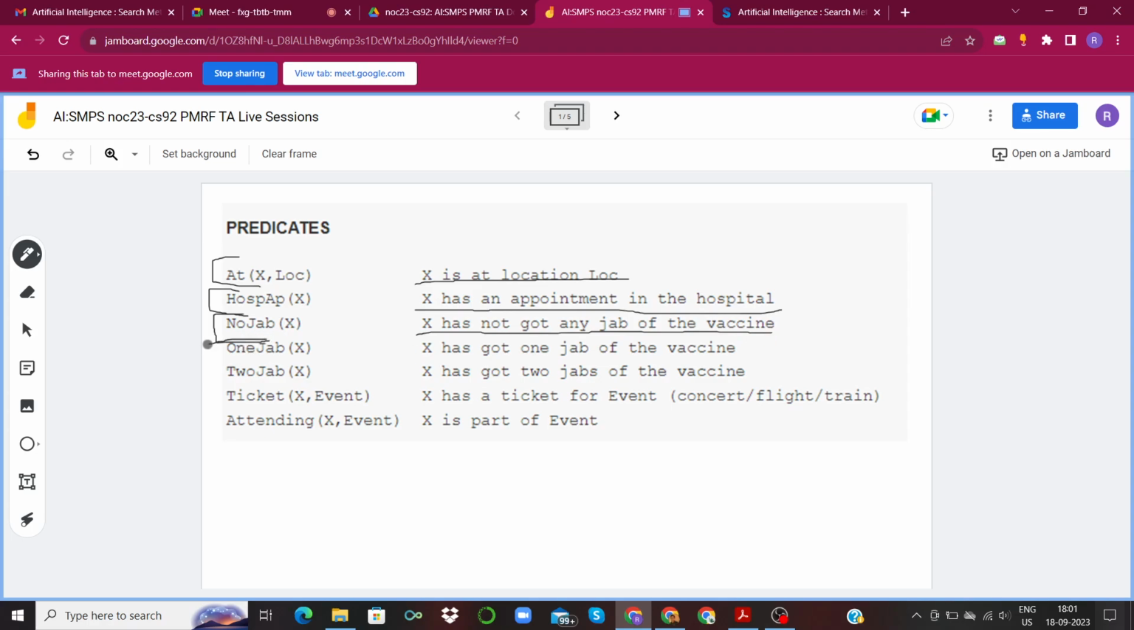Okay. One jab means that the person has got one jab or one dose of vaccine, and two jab means that the person X has got two jabs or two doses of vaccine. Now, ticket X comma event means that the person X has a ticket for an event, and that event could be a concert, a flight, or a train. Okay, and the last predicate is attending x comma event, which basically means that x is a part of the event or x is attending that event in simple terms.